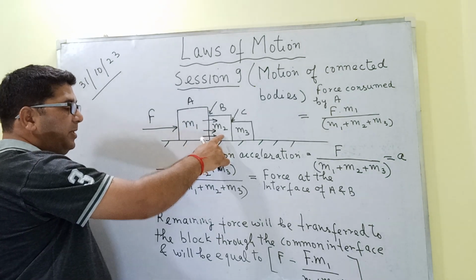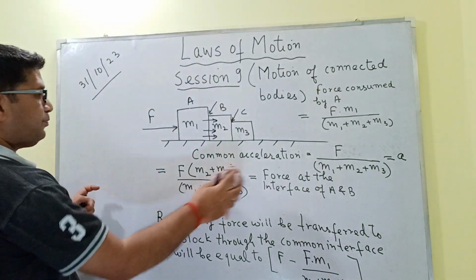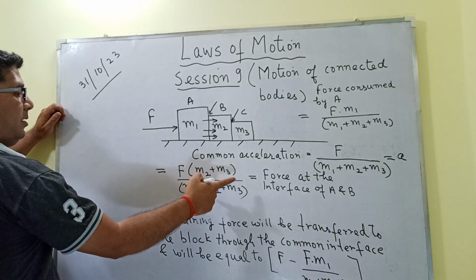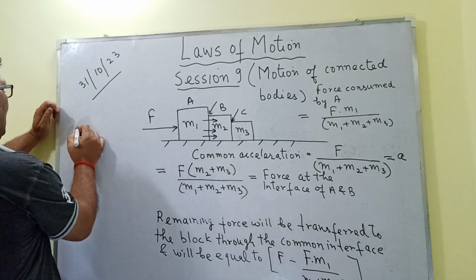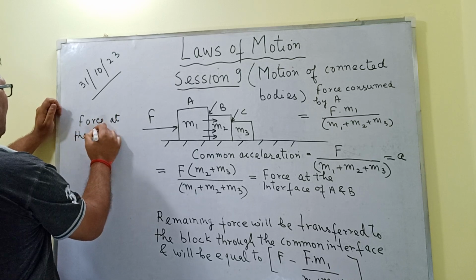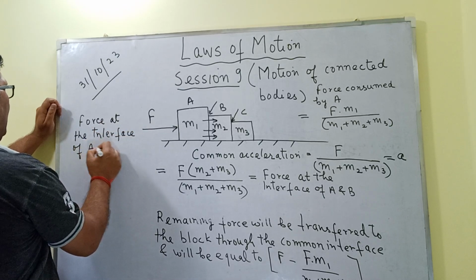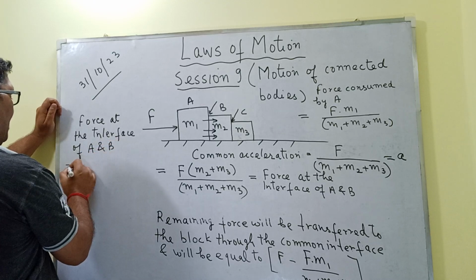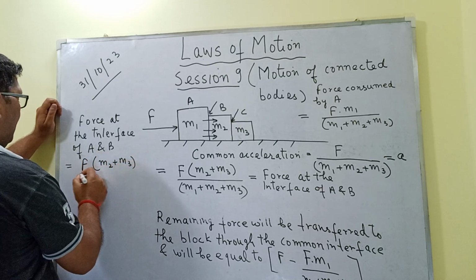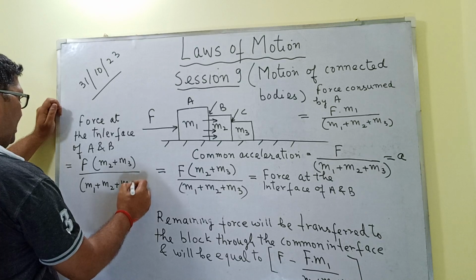It will be transferred to the block B, and so now I will write this, that is, the force at the interface of A and B. मैं यहाँ लिख लेता हूँ, force at the interface of A and B. ये हो जाएगा आपका F m2 plus m3 divided by m1 plus m2 plus m3. ठीक है.